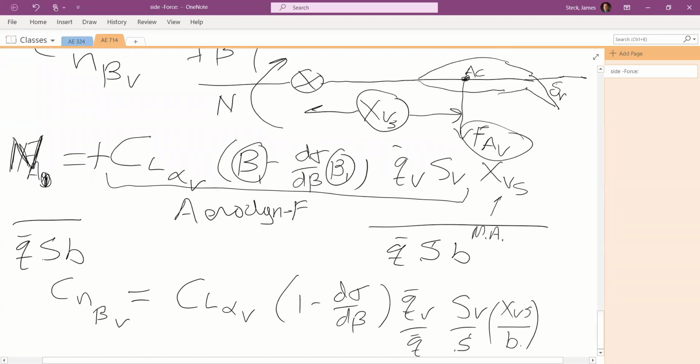Notice in all those formulas, because we non-dimensionalize, we get a non-dimensional distance. Just like in the longitudinal stuff, we had xcg bar, which was xcg divided by c bar. Here we get divided by b because it's lateral directional forces and moments.